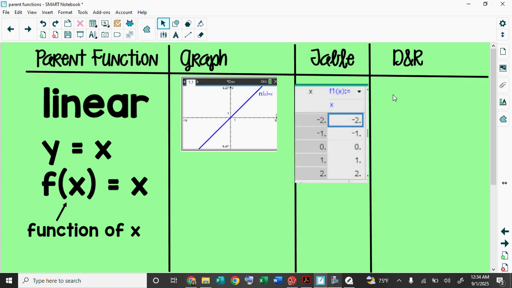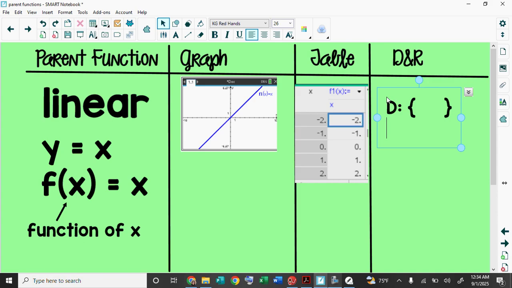Now, when we talked about functions, D and R are domain and range. And so my domain, and we use this little thingamajigger right here, those braces, and my range, ooh, that needs to be capital R.